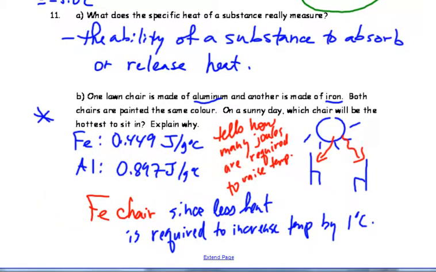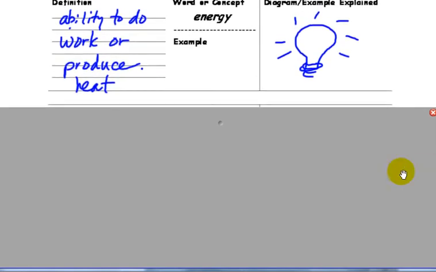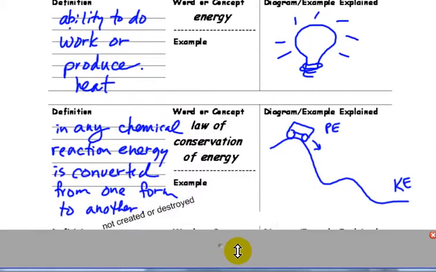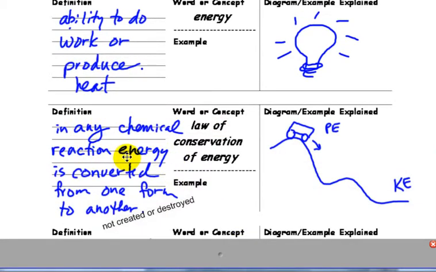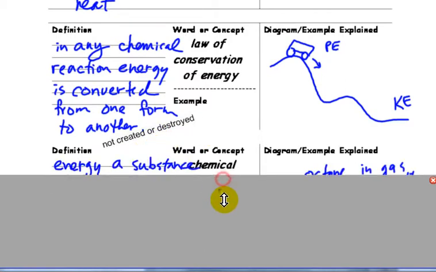Okay, so that just leaves vocabulary here. So energy: ability to do work or produce heat. Law of conservation of energy: in any chemical reaction, energy is converted from one form to another. If it's a case of a roller coaster, going from potential energy to kinetic energy or vice versa. And keeping in mind that we cannot create energy, nor can we destroy it.